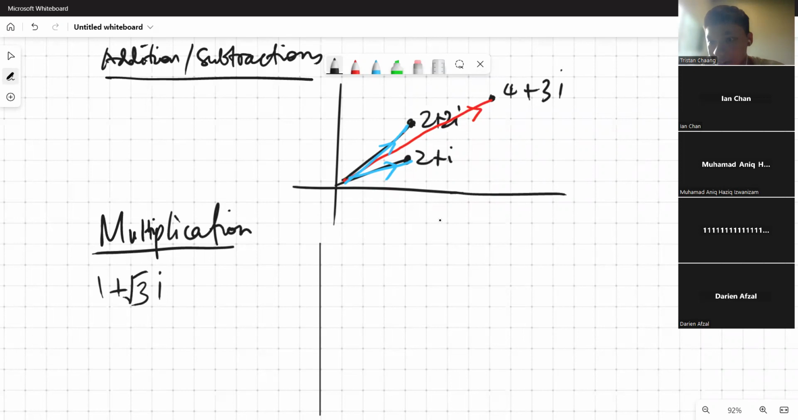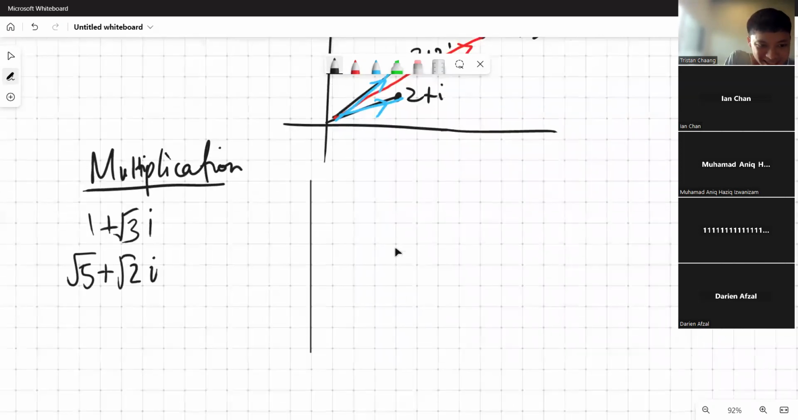Square root 5 plus square root 2. Okay, sure. Okay, so let me think a little bit. Let me think for a moment where the product would be, so that I can draw the axes nicely without wasting space.